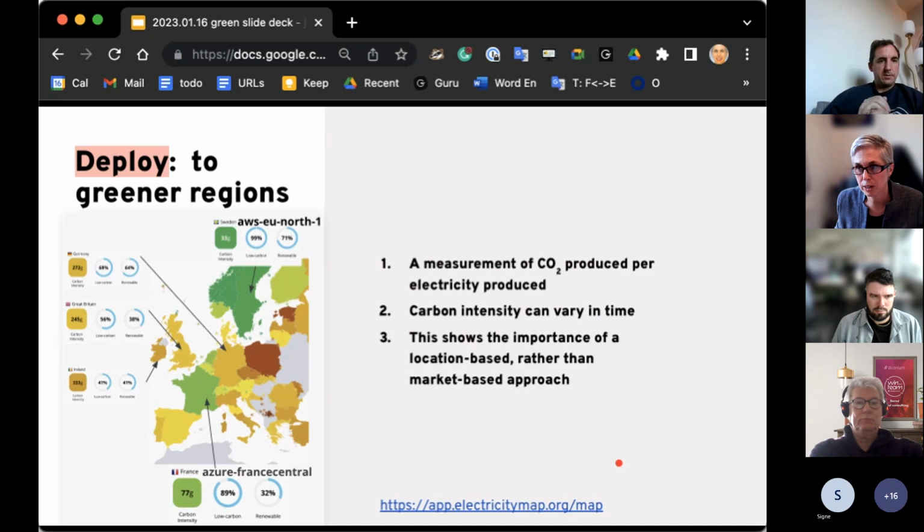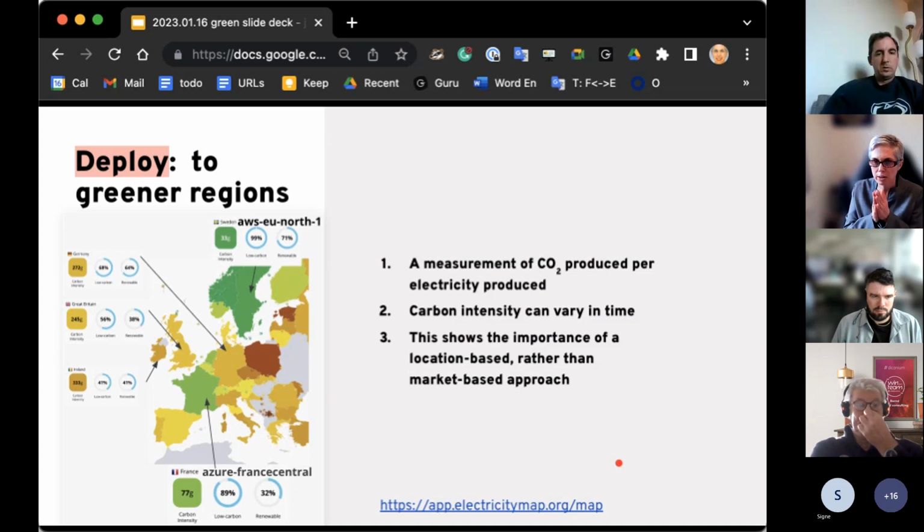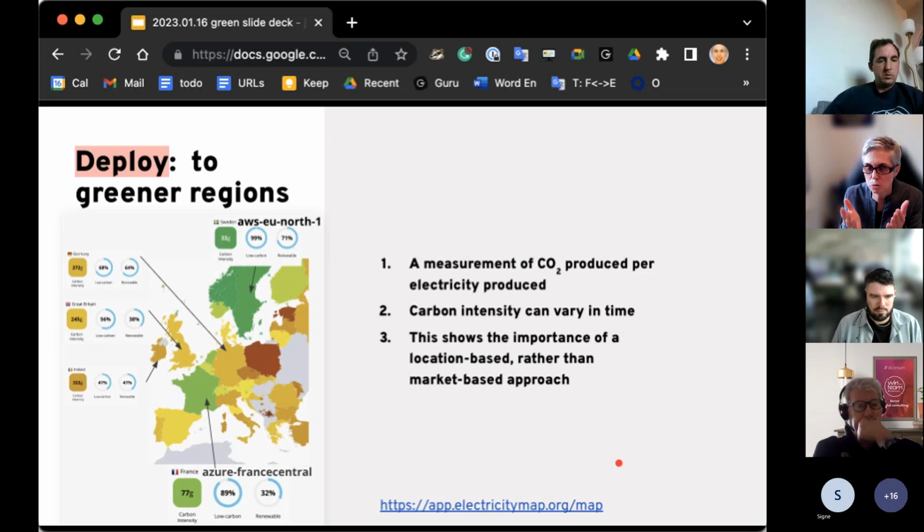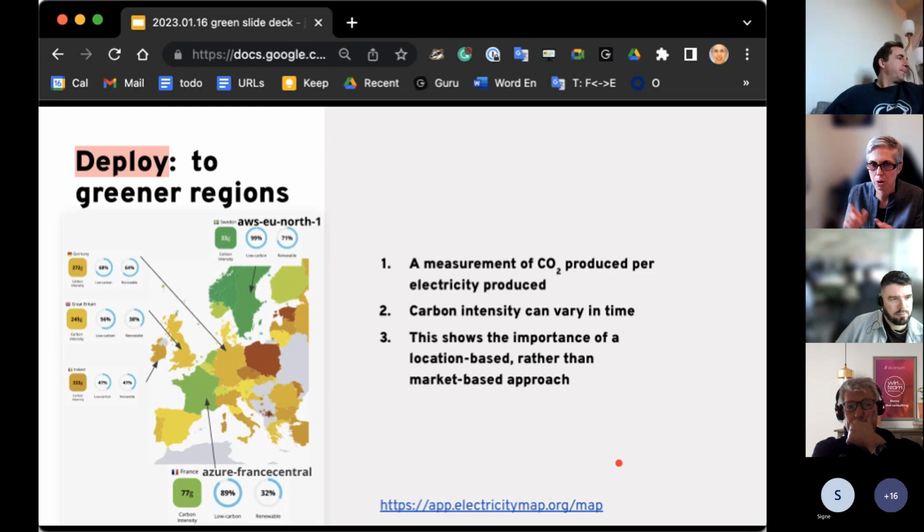Then deploy to greener regions. So this is what I've been talking about with the location base. Very often, once you have your website up and running, you can see that everything is operating well. You don't always think about it, it's just a click. You don't think about which data center you're using. I always use this provider, or whatever, but just really think about the underlying electricity that is being used to support the data center.